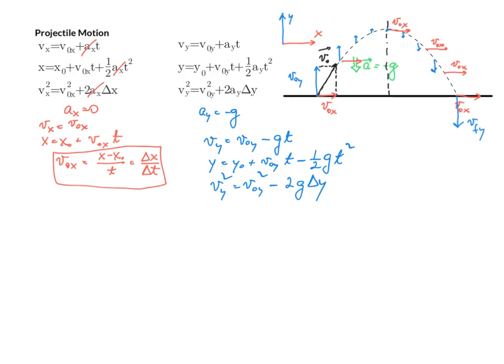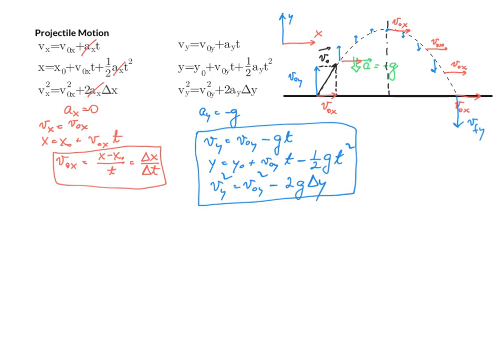Now, these are not equations to be memorized. You should be able to figure out these equations by just knowing that in the x direction, the acceleration is 0, and in the y direction, the acceleration is the acceleration of gravity, which is negative g. So now, once you figure out things in the x direction and then separately things in the y direction, you can combine them and solve for the vector velocity at the end of the path or at a certain time t, whatever it is that the problem is asking you to do.